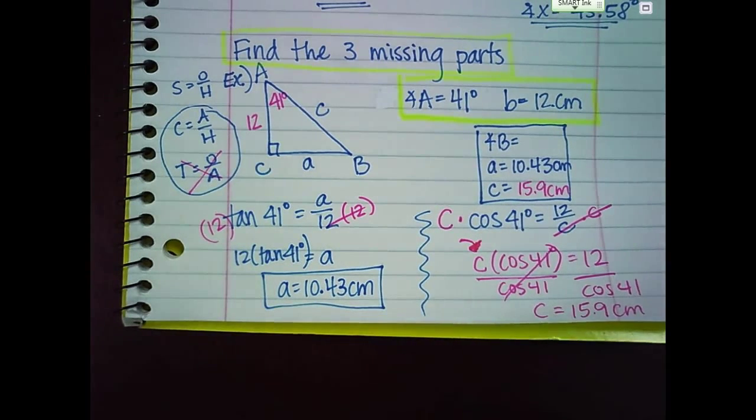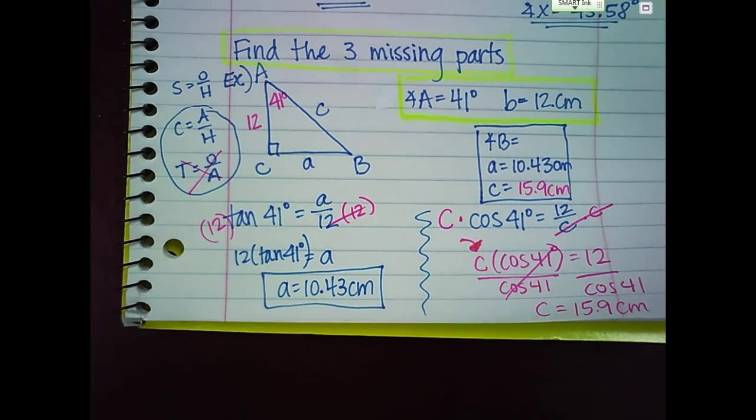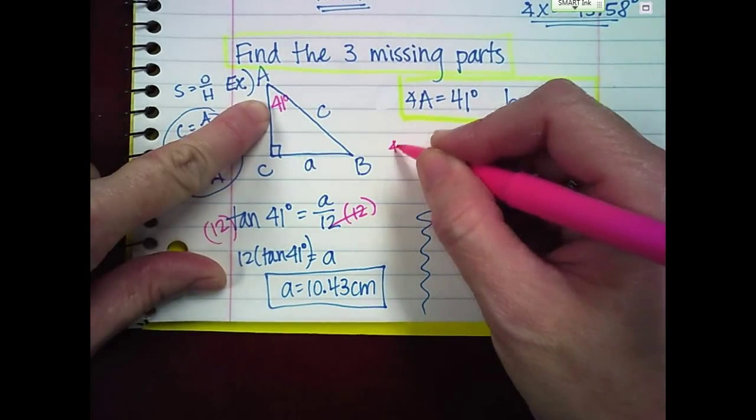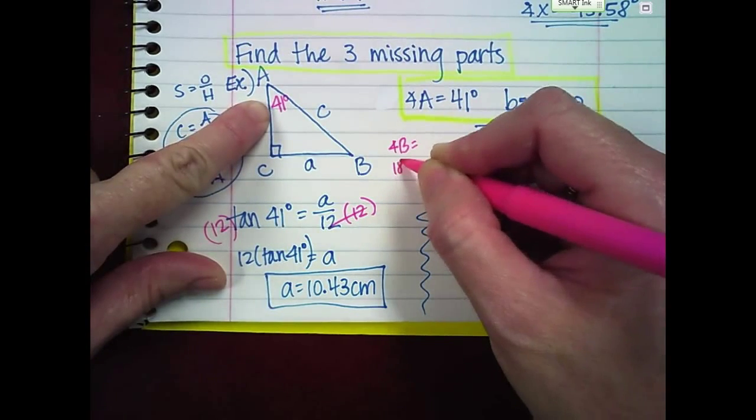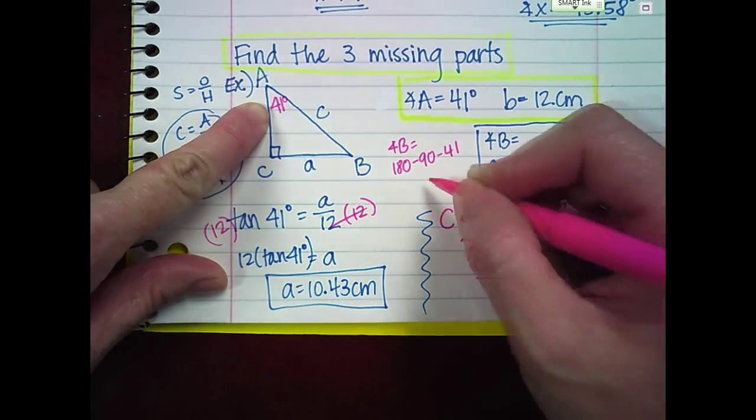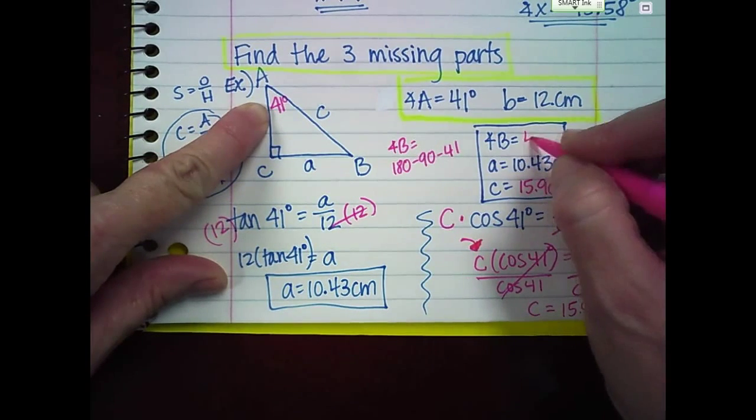How do I find B? Well, if there's 180 degrees in a triangle. Good. There's 180 degrees in a triangle, right? So you're going to do 180. So now I'll write it right here. Angle B. You're going to do 180 minus the 90 for the right triangle and the 41 for the other. So angle B is 49 degrees.